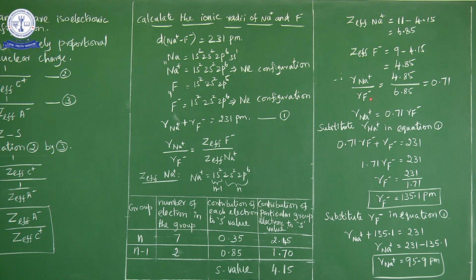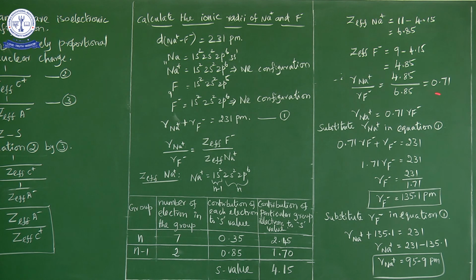Then we substitute in the Pauling formula: radius of cation by radius of anion. Here the cation is Na plus ion and the anion is F minus ion, equal to the effective nuclear charge of the fluoride ion, 4.85, by the effective nuclear charge of the sodium ion, 6.85, which is equal to 0.71. Then the radius of Na plus is equal to 0.71 times the radius of fluoride ion, moving the radius of fluoride ion to the right hand side.